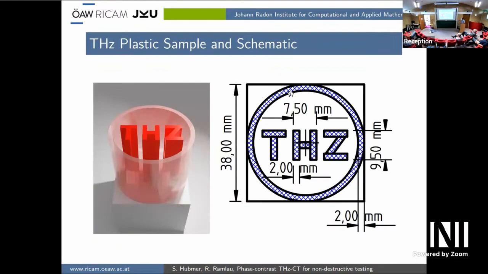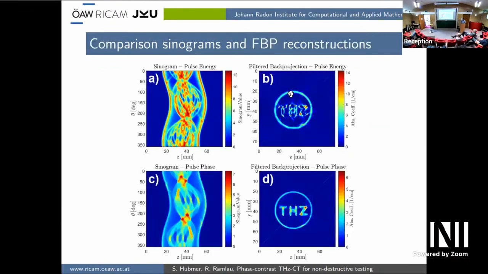Good. And now I would like to show you some examples of what we did. So on the left, you see one of our terahertz samples, and this was 3D printed in-house. First of all, the top left would be a sinogram if you took the intensities. And below would be a sinogram if you take the pulse phase, the time delay. And then a classic filtered back projection reconstruction.